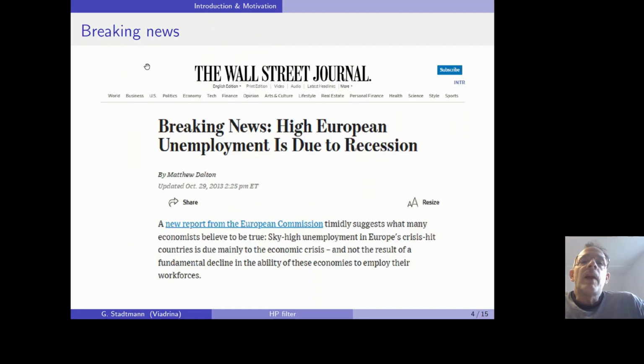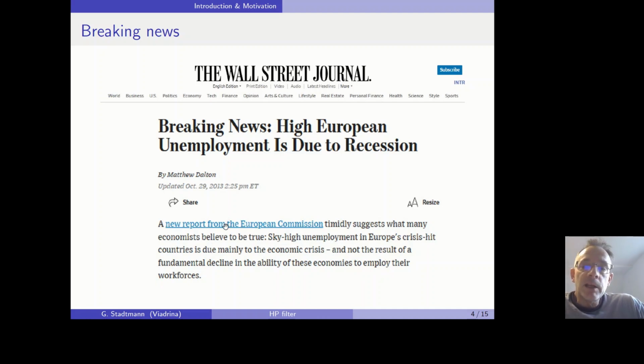I also want to motivate this lecture by looking at one article from the Wall Street Journal. It was published in the year 2013, so when the crisis within Europe was at its peak. And here, the article says, breaking news, high European unemployment is due to recession. A new report from the European Commission suggests that the high unemployment rate in Europe is due to an economic crisis and not the result of a fundamental decline in the ability of these economies to employ their workforce.